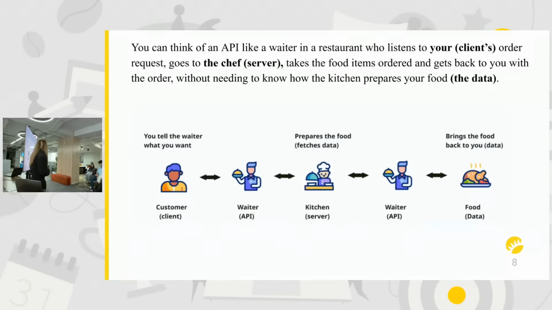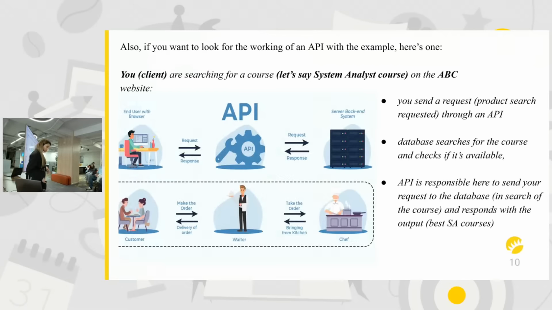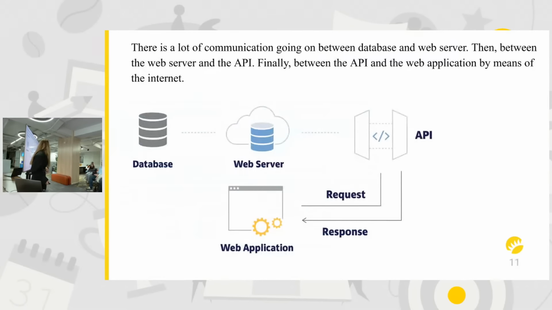So as a customer, we make our request, and the API takes our request and sends it to the kitchen, to the server, and once it's processed, once it's ready, the API sends it back to us. But behind the scenes, now we know client-server architecture, but behind that, there is also a database.